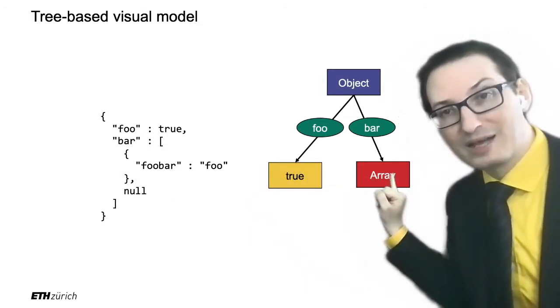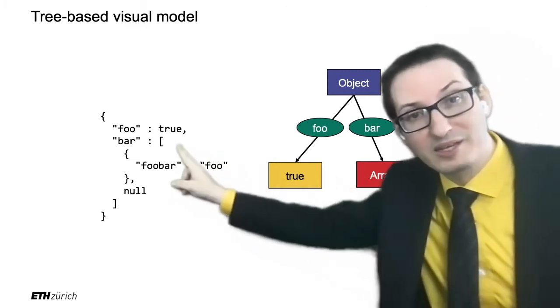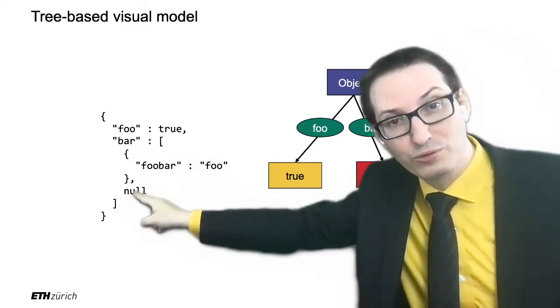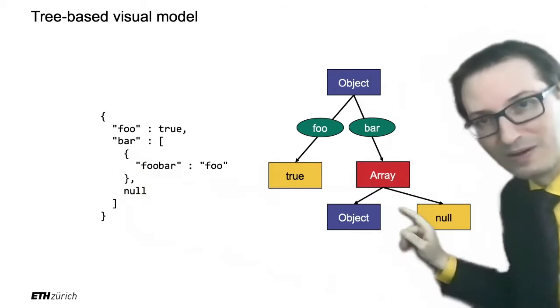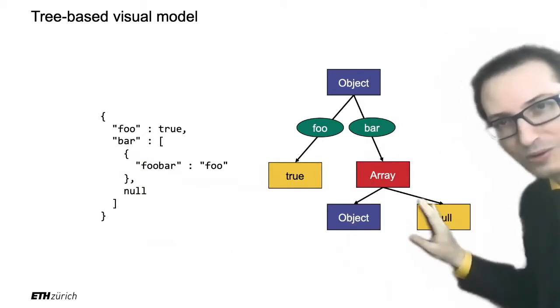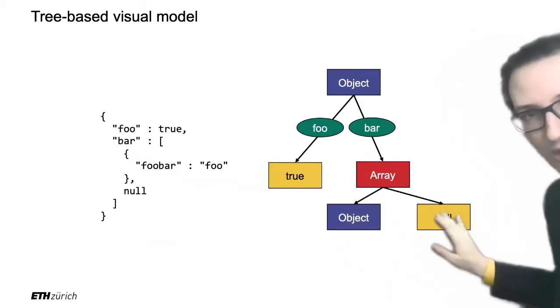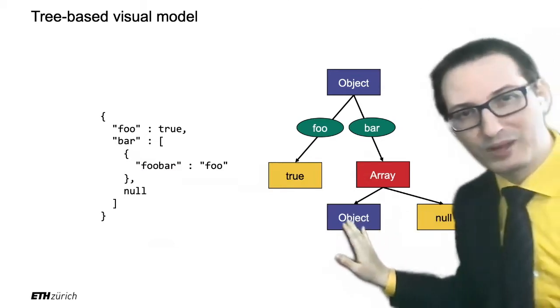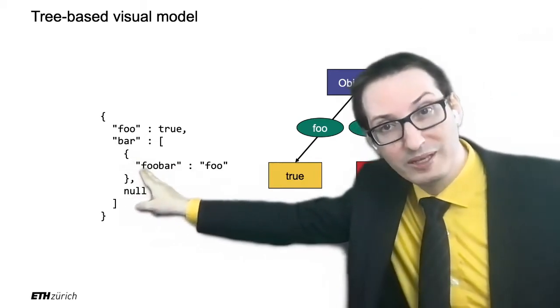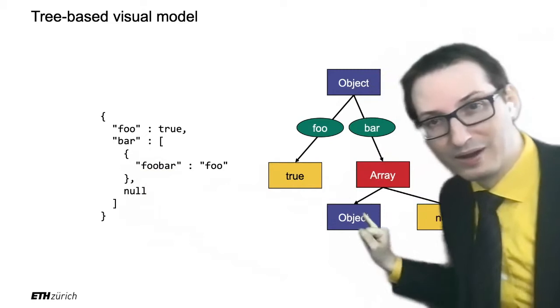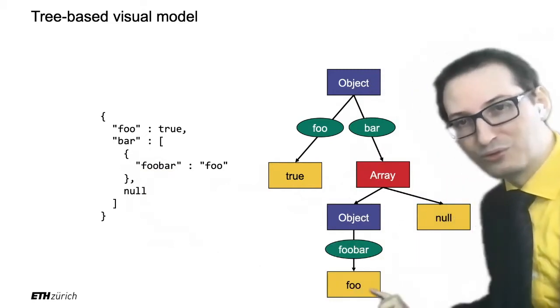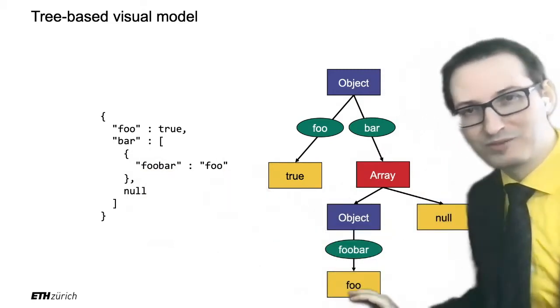But the array has some recursion left. There is something inside. How many? 1, 2. There is an object and there is a null. So we have an object and we have a null. Okay, here it stops. That's a leaf because null is atomic. But here we have an object that continues. How many children? 1, foo bar, associated with the value foo. And here it stops again. Foo is an atomic value.